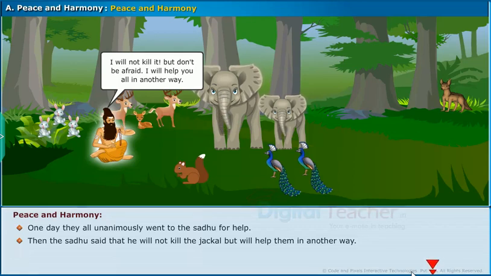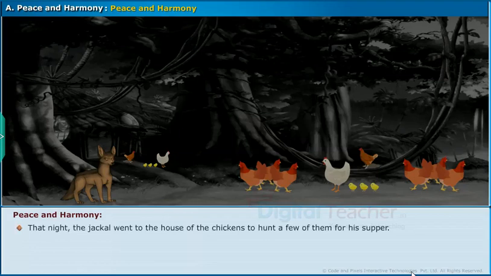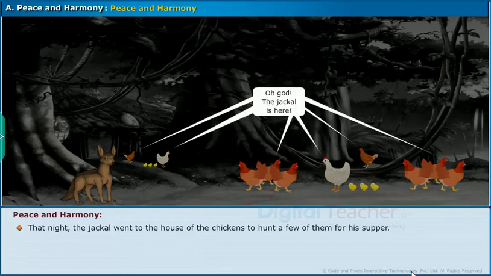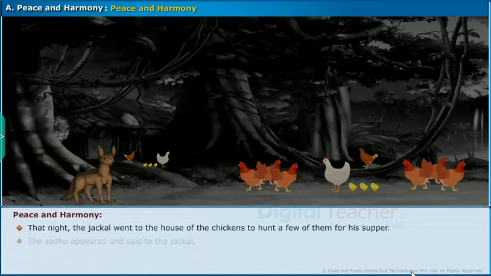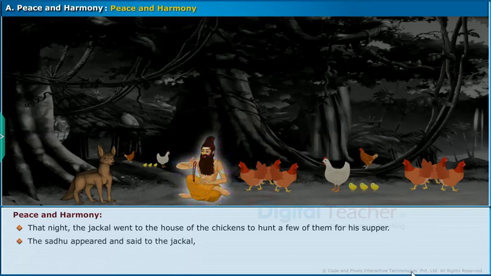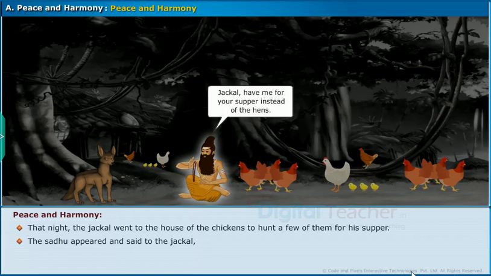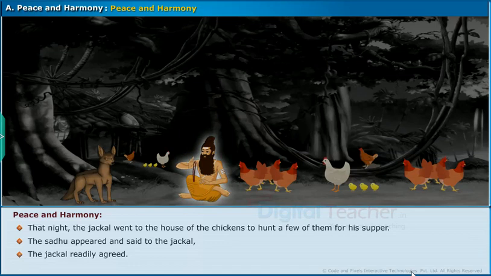That night, the jackal went to the house of the chickens to hunt a few of them for his supper. "Oh God, the jackal is here." "I am very hungry. I shall eat a few hens." The sadhu appeared and said to the jackal, "Jackal, have me for your supper instead of the hens." The jackal readily agreed. "Okay, sadhu, I will eat you instead of the hens." He dragged the sadhu and ran into the jungle. He tore the sadhu into pieces and ate him.